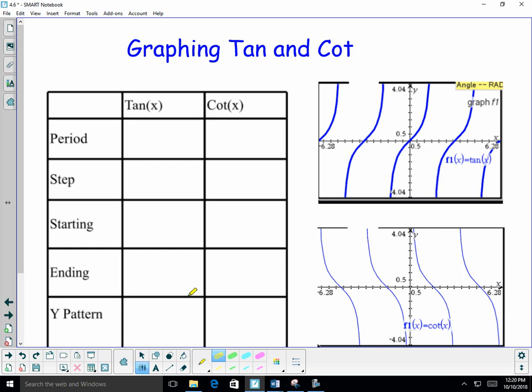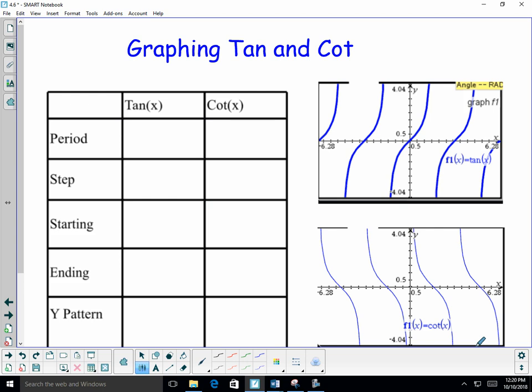On the right side, I graphed these on my calculator. This is what the graph of tangent looks like. This is what the graph of cotangent looks like. So you can see they look completely different from sine and cosine. We have a couple things happening.